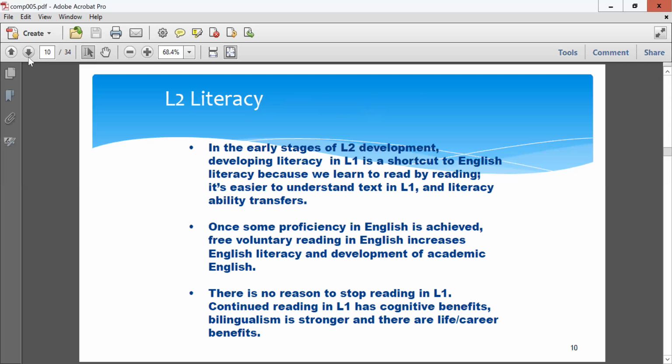But once some proficiency in English is achieved, then allowing students to read on their own with choice of what they read and time given for reading is very helpful. And an important point is that there's no reason to stop reading in the first language. As a matter of fact, it's beneficial that they continue, because the more they develop the first language, the more that is accessible to develop or transfer within the second language.